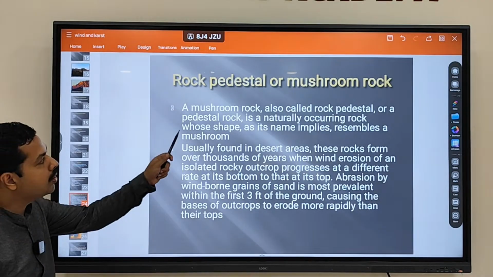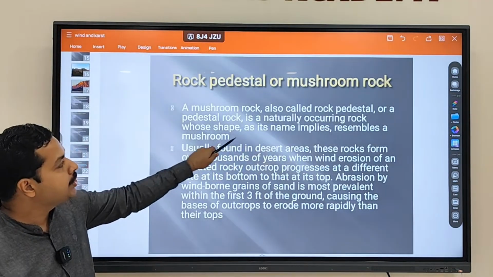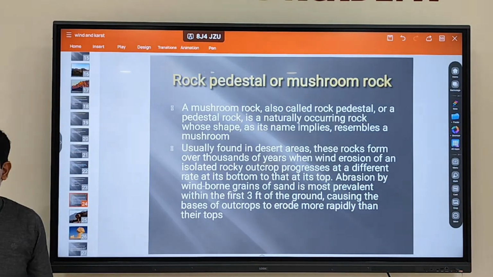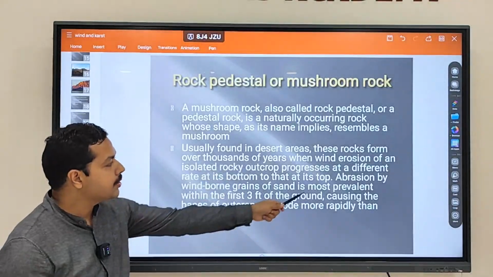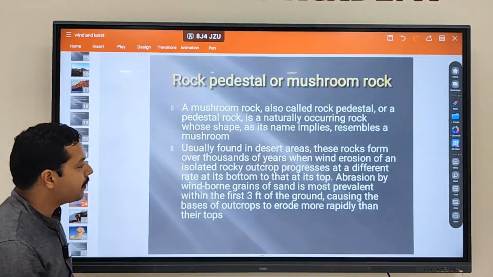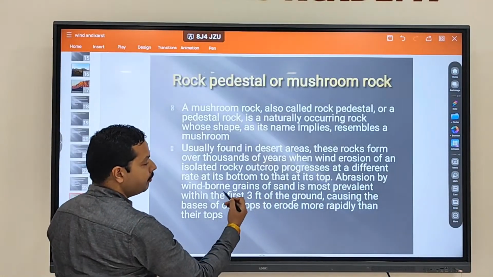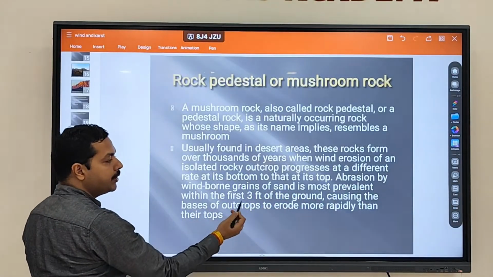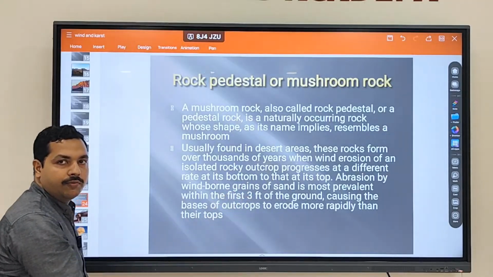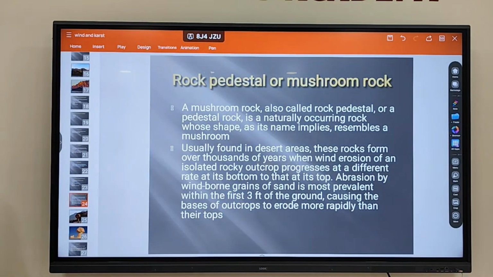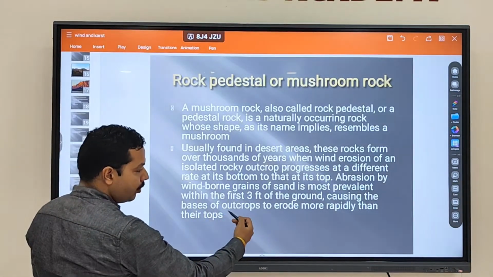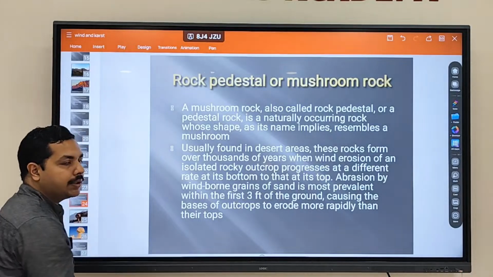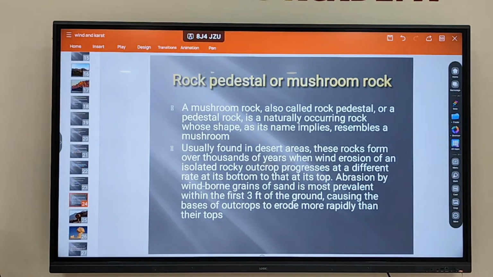So what is mushroom rock? It is a naturally occurring rock whose shape resembles what? Whose shape resembles a mushroom. And why is it found in deserts? Because of the abrasion process. We discussed that wind-borne grains of sand are most prevalent within the first 3 meters of the ground. Why? Because the wind is not able to lift them up more against gravity, causing the bases of outcrops to erode more rapidly than their tops. This is the reason why you see mushroom rocks being found. Fine.